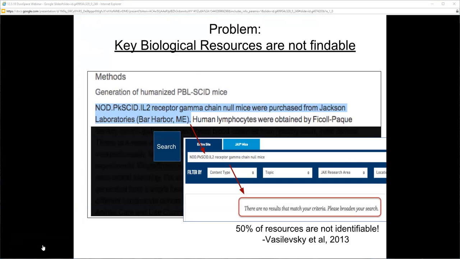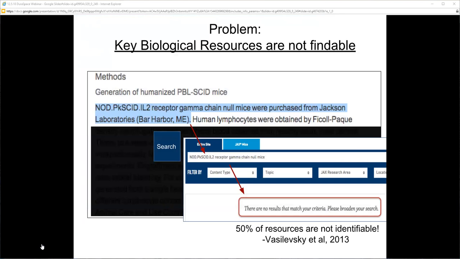So in this particular case, this is one of the large publishers who shall remain nameless, but this can happen to anyone. There is a particular author who says, hey, I use this mouse, and this mouse's name, according to this author, is NOD PK SCID IL-2 receptor gamma chain null mouse. Now he tells you where he got it, and unfortunately, when you go to the website of the Jackson Laboratory, which is where this author said that they got this mouse, there is actually nothing in that particular repository that matches the name of this particular mouse. So you want to ask the question, well, why is that?